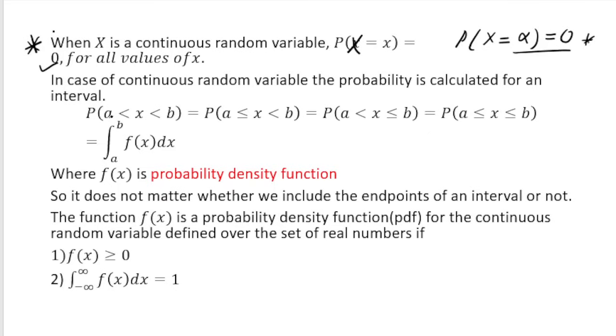Very important point. Second important point, that in case of continuous random variable, probability is calculated in an interval. So probability for x taking the value in the interval a to b open, or at a closed at b open, or in this interval, all of them are equal, and that probability is calculated by integrating f of x between the interval a and b, where f of x is known as the probability density function.